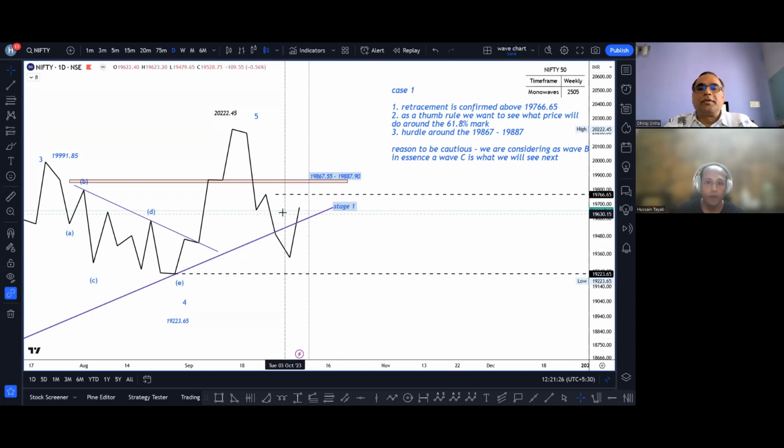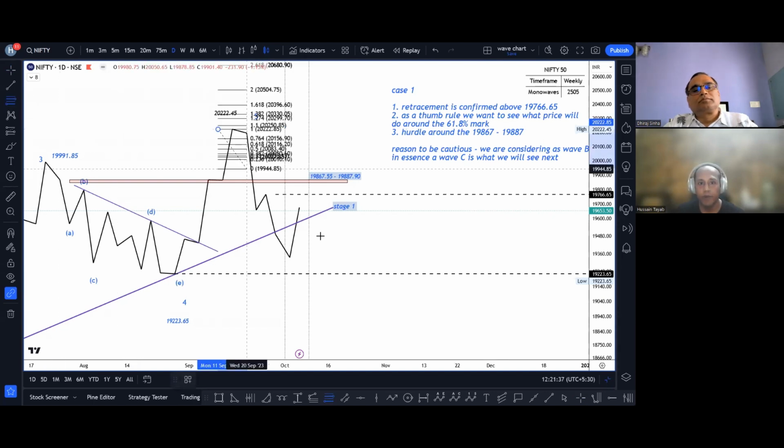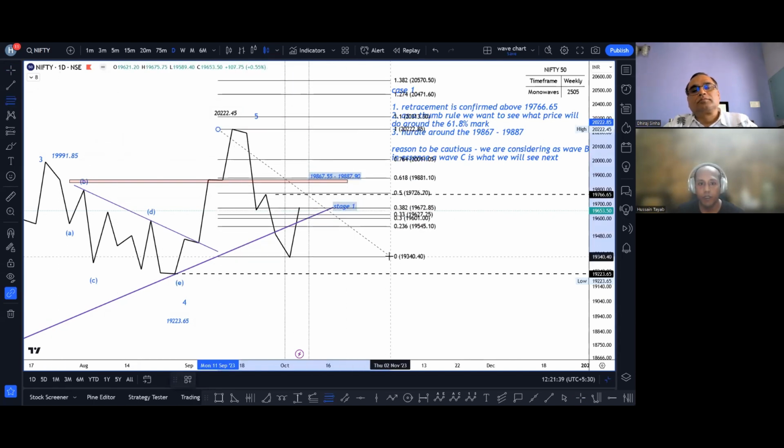ठीक है. We want to see this level taken out, because this whole move has finished and we are starting with something new. What I am going to do is take this high point and put it to this low point, okay? I can see that I get a 38.2% retracement, which is around 19,672. Corrections generally go anywhere between 38 to 61%. Now, my 61% point is at 19,881.